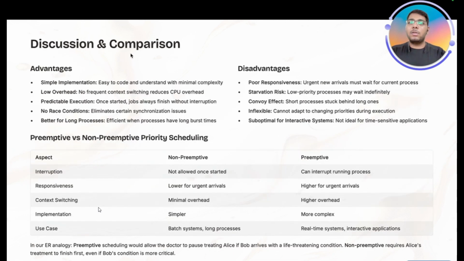Now we can come into the discussion. What are the advantages? The advantages we have are low overhead, simple implementation, predictable execution, and no race condition. The disadvantages are poor responsiveness and the possibility of starvation. And as this is non-preemptive, no process can be stopped in between. It will be completed and then only another process can be executed.